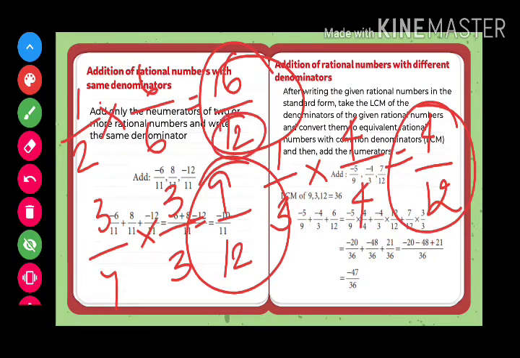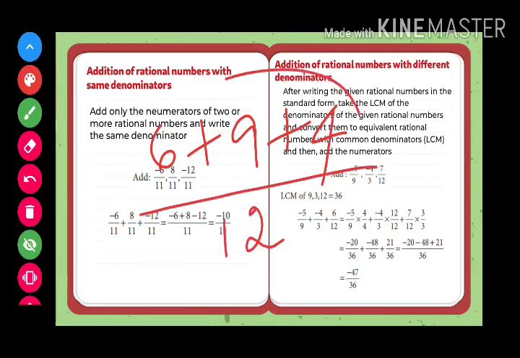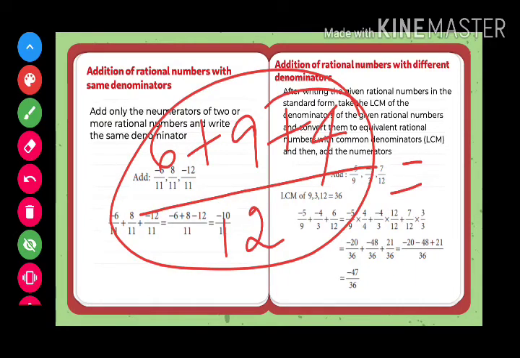Here all the denominators are same: 12, 12 and 12. So what we have to do is add 6 plus 9 plus 4 over 12. The answer will be 6 plus 9 is 15, 15 plus 4 will be 19 by 12. Okay, so that is how you add.